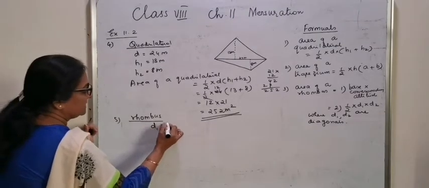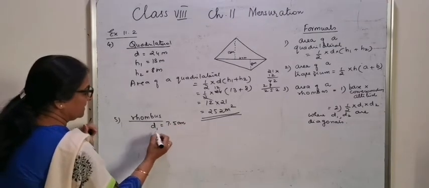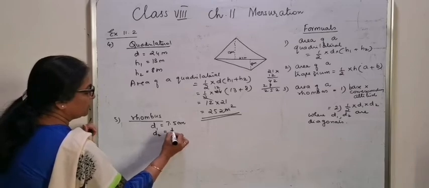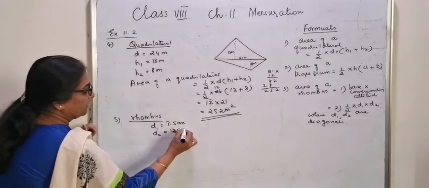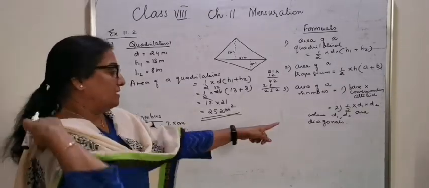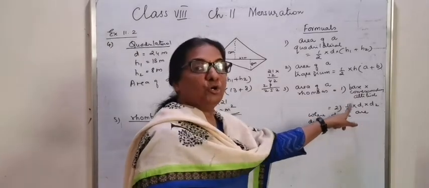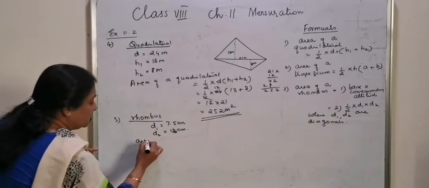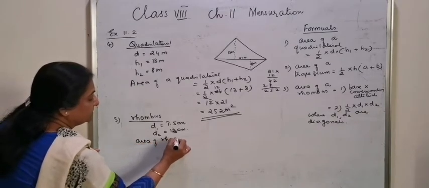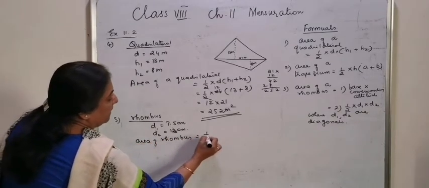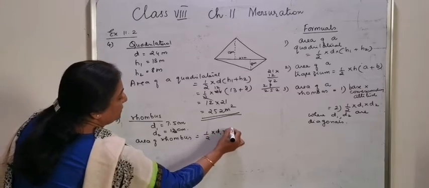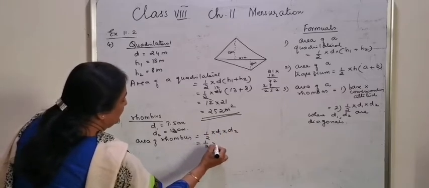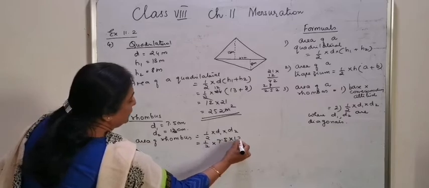The first diagonal D1 is 7.5 centimeter. Diagonal D2 is 12 centimeter. The second formula for the area of a rhombus is half into the product of the diagonals. Area of rhombus is equal to half into D1 into D2, half into 7.5 into 12.